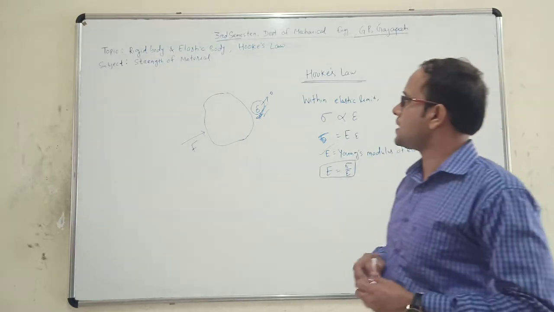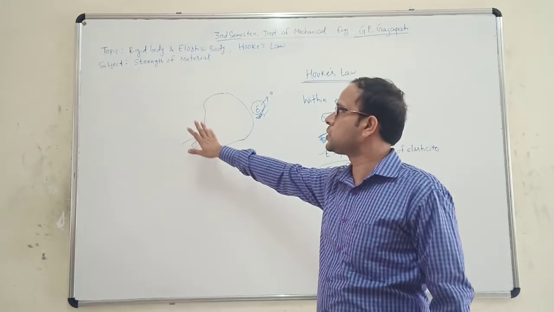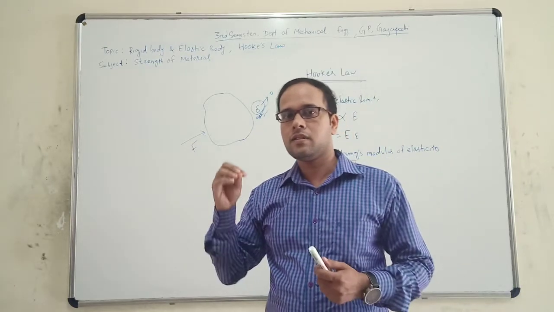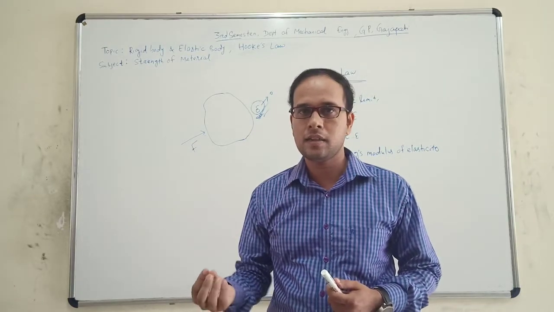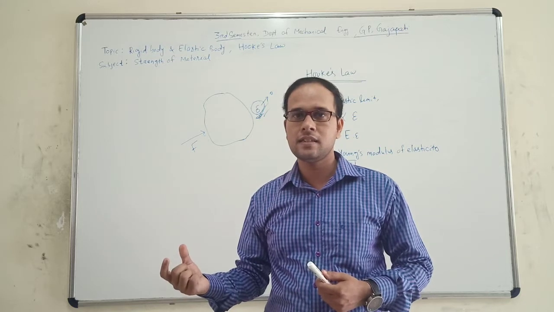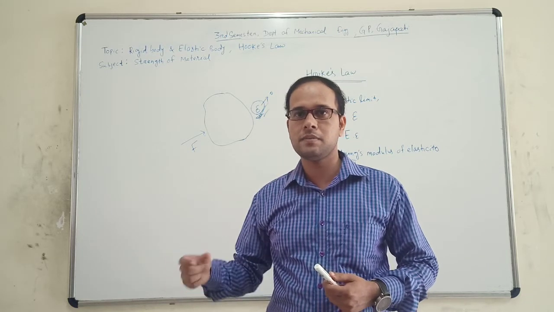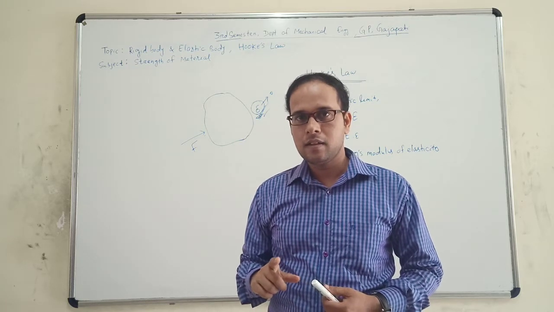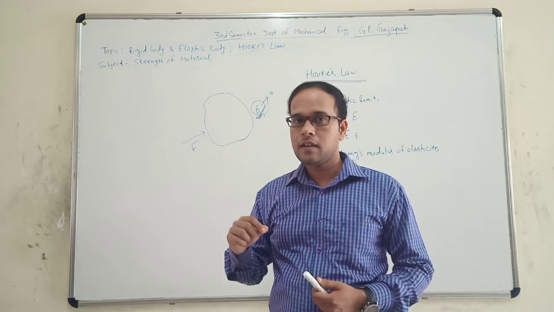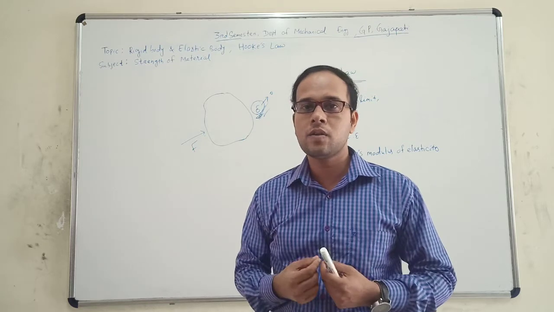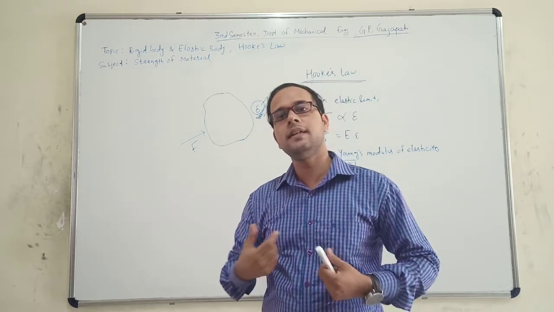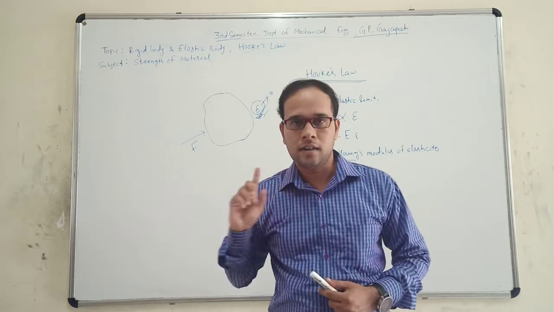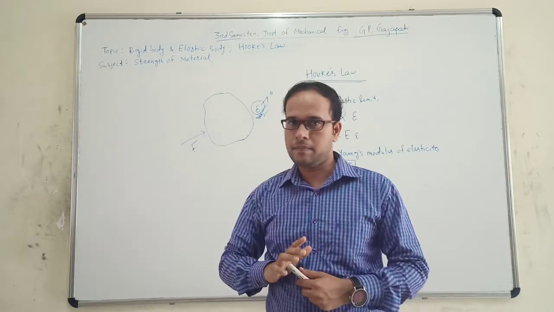So in today's class, we have differentiated between rigid body and elastic body. What is a rigid body? If we are applying the force on a body and there is no change in shape and size, that means no deformation, then that is known as a rigid body. Then what is an elastic body? Whenever we are applying the external load, if the body will deform, that means deformation will occur, then that is known as an elastic body.